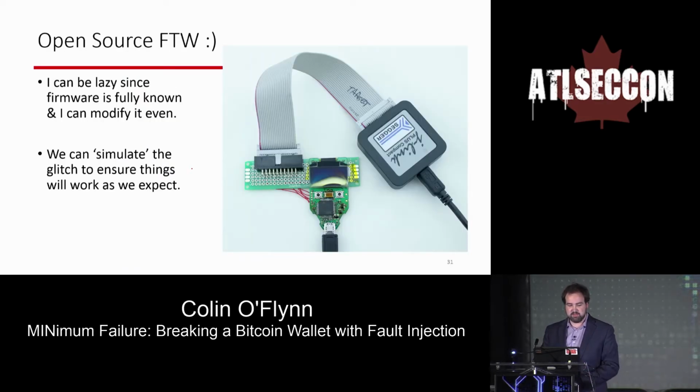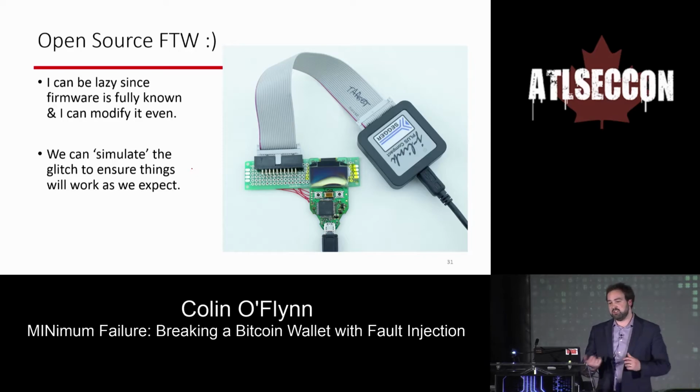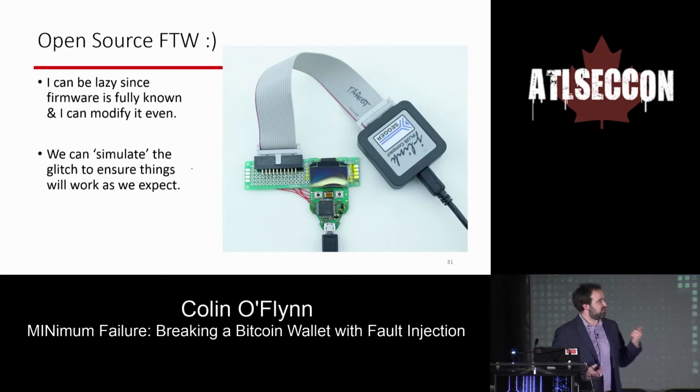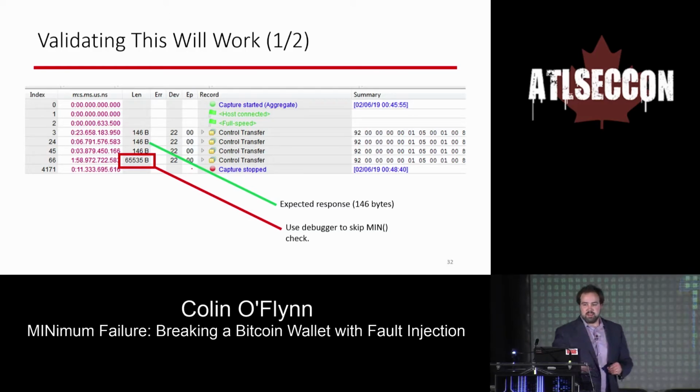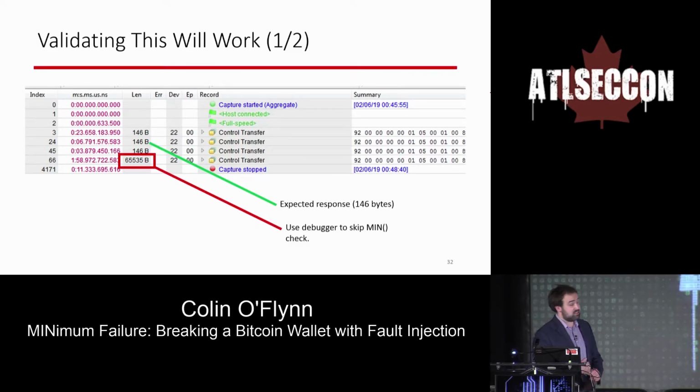The nice thing about the Trezor, it's open source, as I mentioned, so you can be super lazy. You can do something like this, which is to use an external debugger, get a device, reprogram it. You have to change the chip out because the default ones have the JTAG locked down. And we can simulate this glitch. So what I can do is I request 65K of data. I get the expected response most of the time, 146 bytes coming back. But sometimes it sends back 65K, or not sometimes, the time that I corrupted that comparison. So I use the debugger to skip that comparison. So now I know that if I skip the comparison, it's going to work exactly as I expect. It's going to let me return all that data.